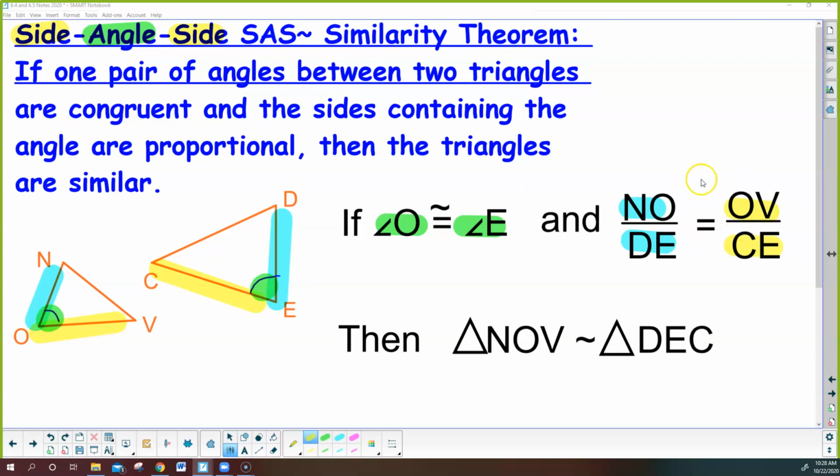So some students think of this as a blend between angle, angle, and side, side, side. In this case, we just have two pairs of sides we're comparing and the angle in between them.